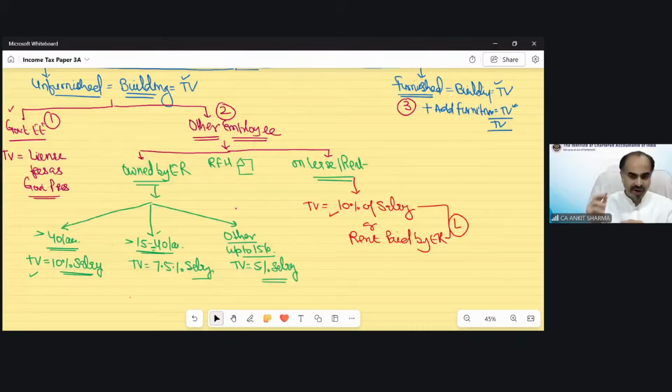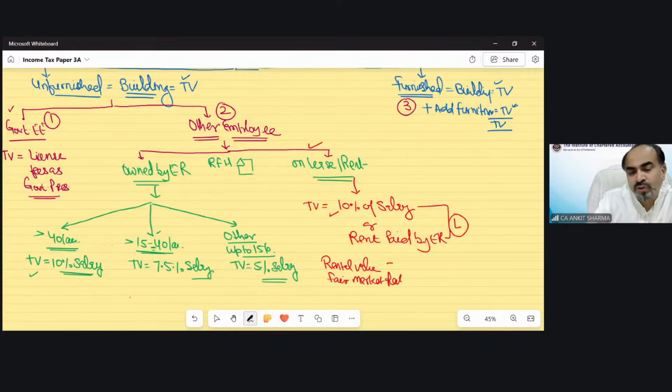A very important information, please remember. If in the question rent paid is given, only in that situation we will assume it as this case. To confuse you, there would be cases in which instead of rent paid, they will write the rental value of that flat, fair market rent of that flat is so much. So do not get confused. If the rental value, fair market rent, fair rental value, etc. has been given, do not consider it as this case.